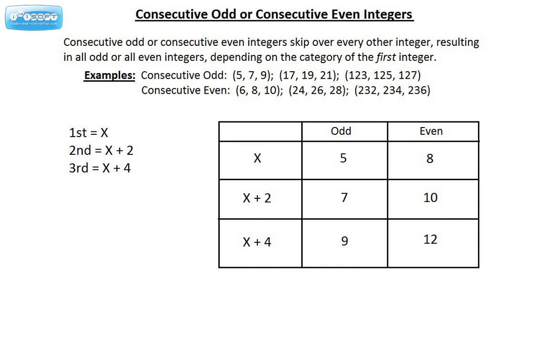This gives us the consecutive even integers 8, 10, and 12, and you can see that you use the same variable names for each. So if the first integer is odd, then it will skip over the evens and give all odd integers. If the first integer is even, it will skip the odds and give you all even integers.